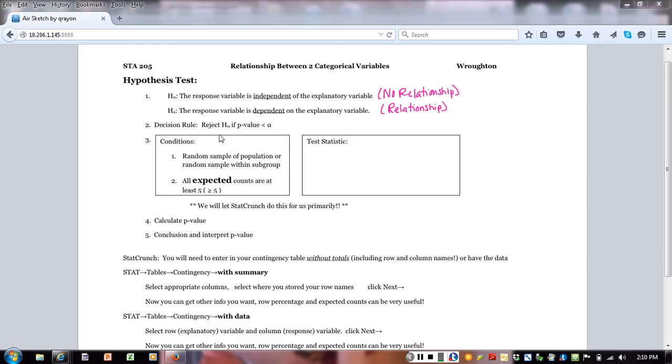Our step 2 is the same as it was before. Again, the only thing that might change is our significance level of alpha there. Conditions are slightly different. We have a random sample of the population or a random sample within the subgroup. You see this subgroup idea happen more often. Really all this means is that you're doing a stratified sample. So I might make sure I take some people from Ohio, a certain number from Kentucky, a certain number from another state, so kind of forcing that stratified sample. And then all the expected counts need to be at least 5. Expected counts, for our example, we had just calculated in our little table here.